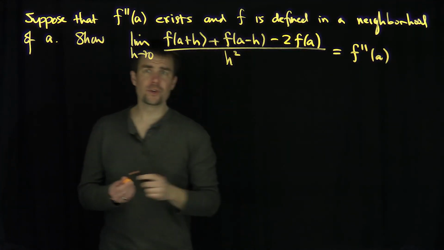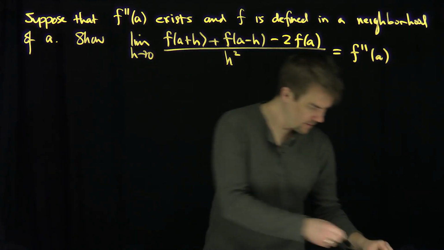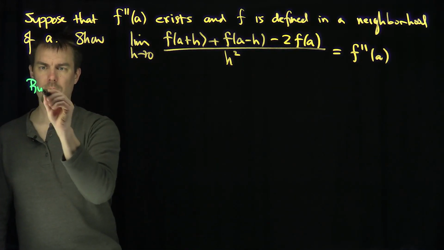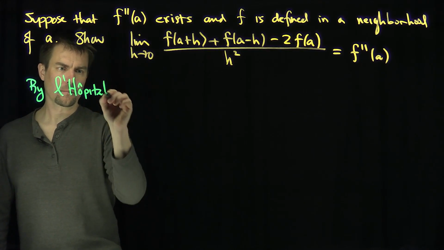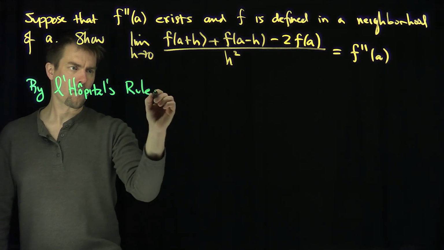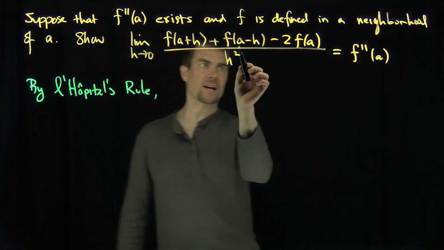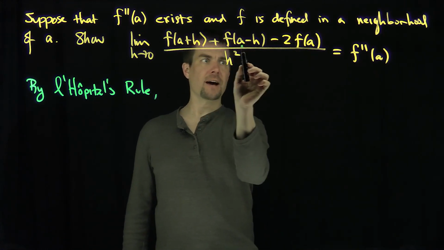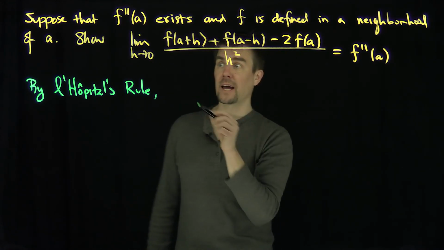Now, one thing we could do is, if we had access to L'Hopital's rule, we could say that by L'Hopital's rule, if I plug in h equals 0, I have f of a plus f of a minus 2f of a. So if I plugged in h equals 0, we have f of a, negative 2f of a, that's 0 over 0. So I could use L'Hopital's rule with respect to h.